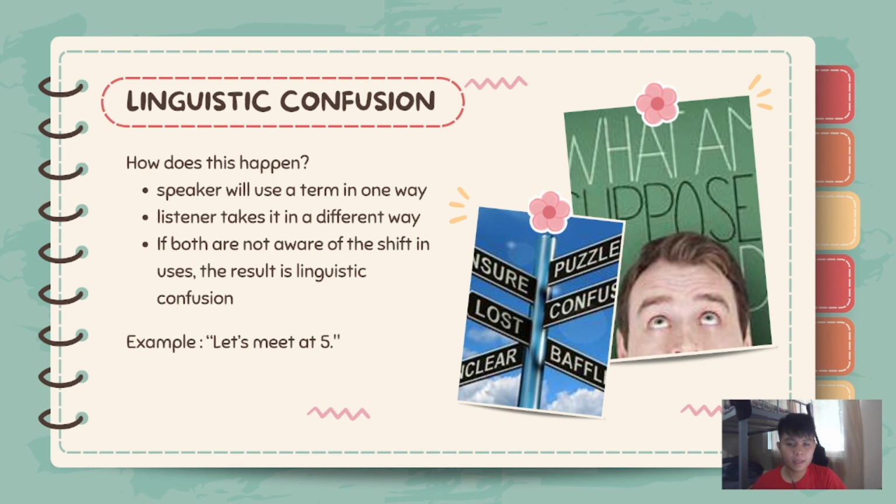For example, di kayo nagkaintindihan, di ba? From the word itself, linguistic confusion. Nagkaroon ng kaguluhan or nalito kayo sa paggamit ng mga salita. For example dito, let's meet at 5. Let's meet at 5, magja-jogging tayo. Yung kausap mo, ang akala ng sa ibig sabihin ng 5 is 5 a.m. Tapos ang ibig mo palang sabihin is 5 p.m. in the afternoon. So, dahil hindi kayo tugma ng understanding, nagkakaroon siya ng linguistic confusion.